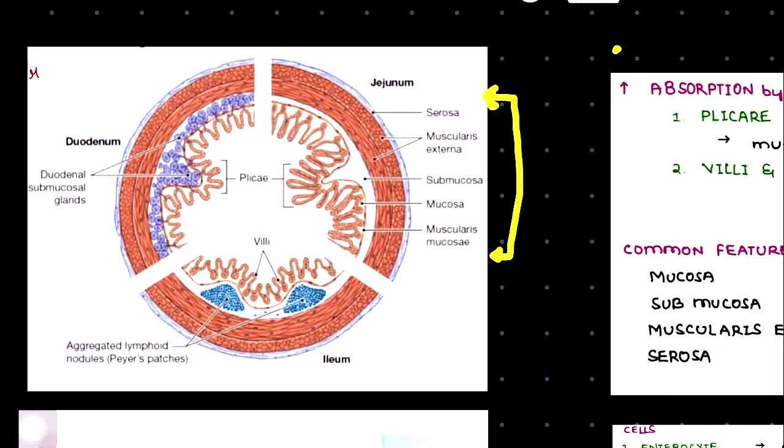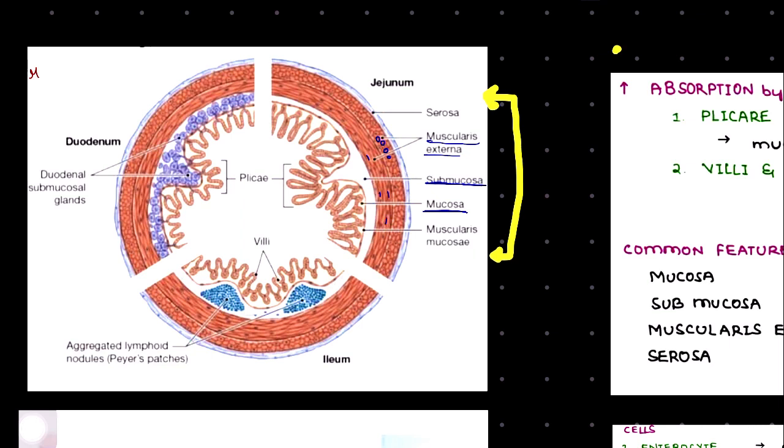Now what are the layers that we need to talk about? The innermost structure is our mucosa. Outer to the mucosa we have the submucosa, outer to the submucosa we have the muscularis externa, and in this muscularis externa you can see the outer fibers are longitudinal, whereas the inner are circular.